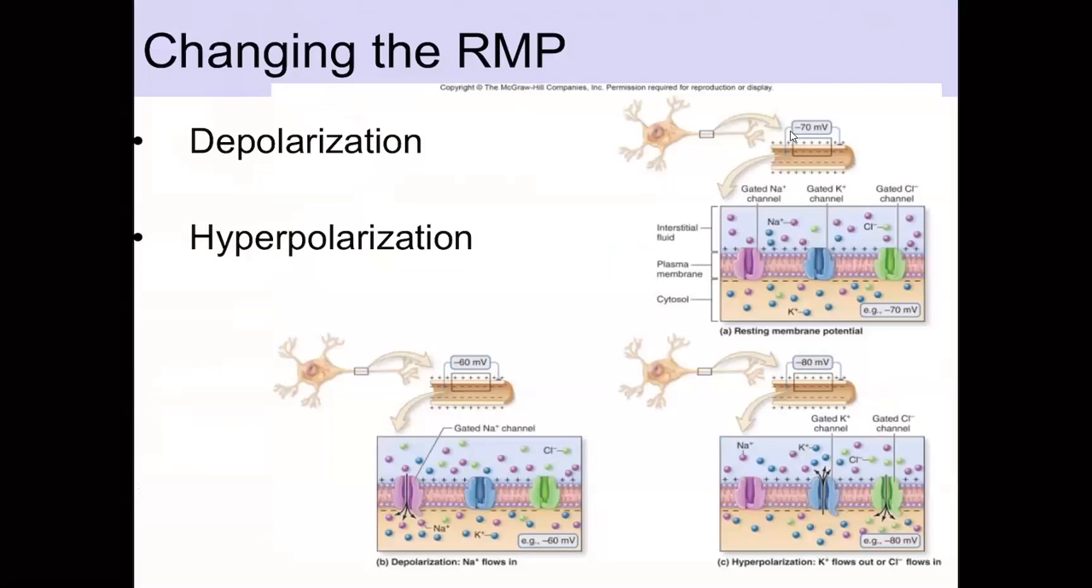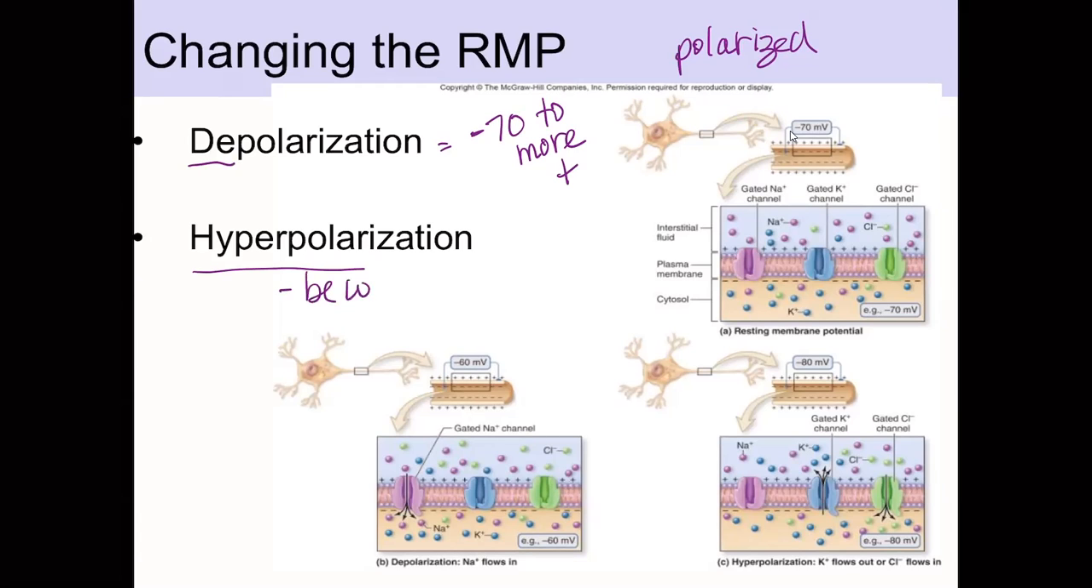Now we can change the resting membrane potential. We say it's polarized. Basically, two things can happen to it: we can depolarize it, or we can hyperpolarize it. When we depolarize it, we change the signal from negative 70 to something more positive, so it's going to go up. When we hyperpolarize it, it's going to become lower.